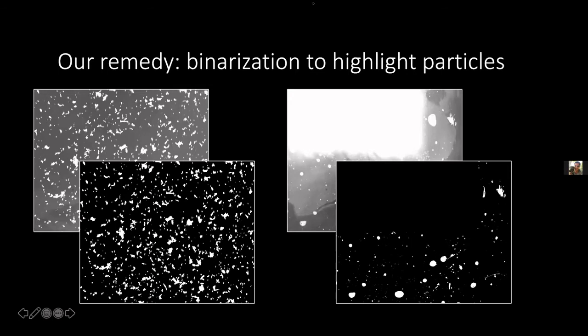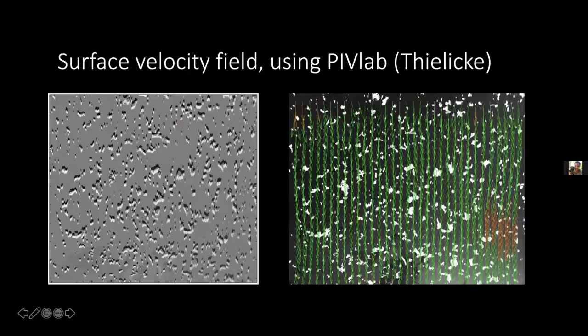So you can see this really helps our image to go through these binarization schemes. Still not perfect, but at least something that we can try to analyze. So we can run this through our PIV algorithm.